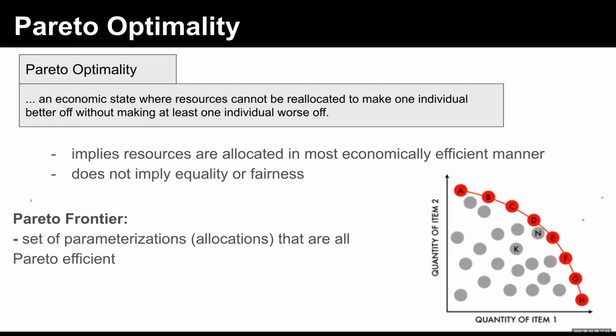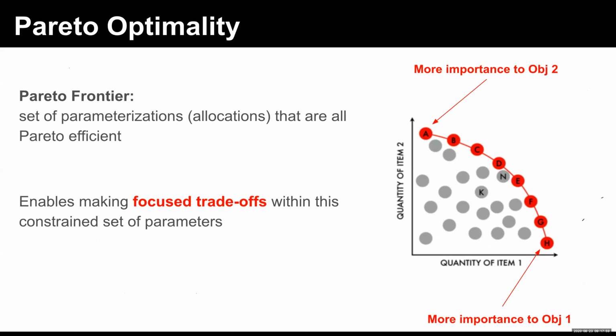The Pareto frontier is a set of parameterizations or allocations that are all Pareto efficient. This is very interesting because ideally, as a system designer, I would love to just walk along the Pareto optimal front. If I'm a product manager or an engineering manager making decisions on what my product is doing, then ideally I would love to just stay on the red curve and make decisions based on what I want to do. As long as we are on the Pareto frontier, I can ensure that I have the best possible solution. Which among these I should choose is based on which objective I should give more importance to.